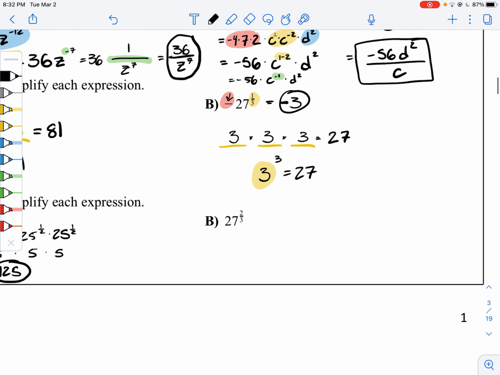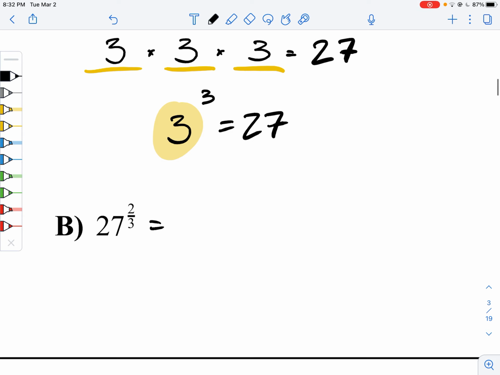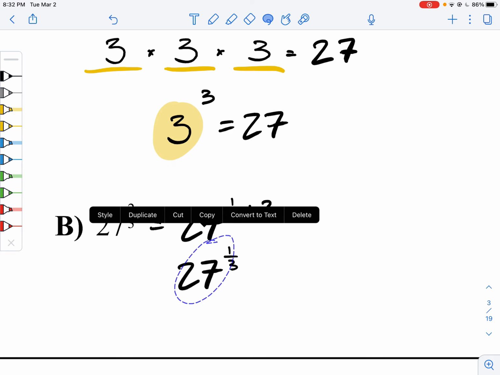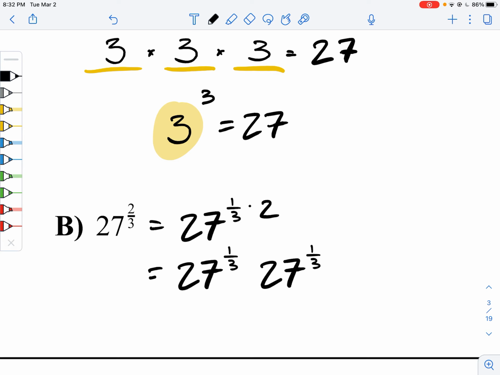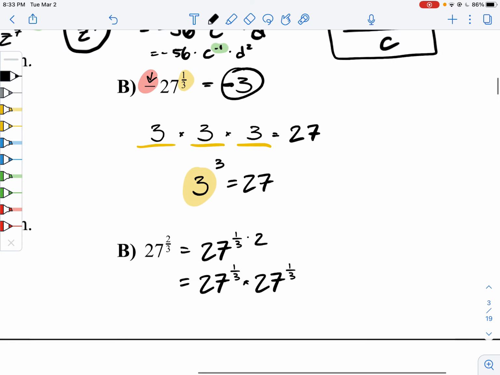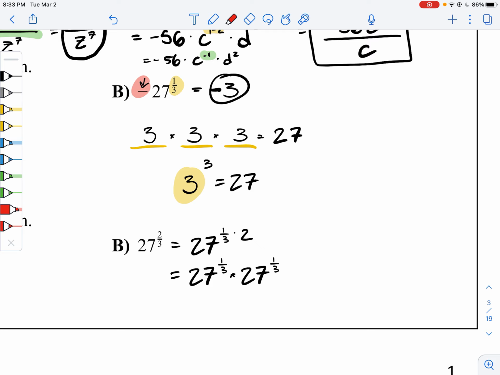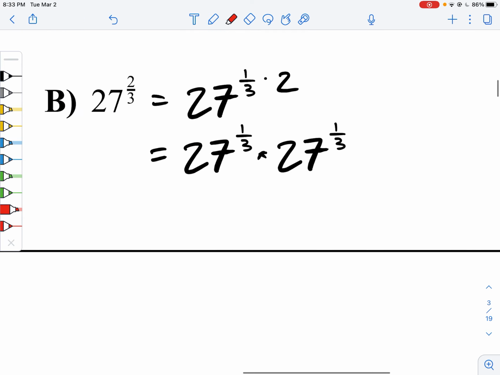One more. 2/3. Okay, well, same thing. This is the same thing as 27 to the 1/3 power times 2. That thing's squared. Okay, so that's going to be 27 to the 1/3 power times 27 to the 1/3 power. Guys, check it out. We learned last time that 27 to the 1/3 power is 3, but they asked for a negative, so we made it negative. But this time it's positive. So we know 27 to the 1/3 power is 3, and 3 times 3, 9.